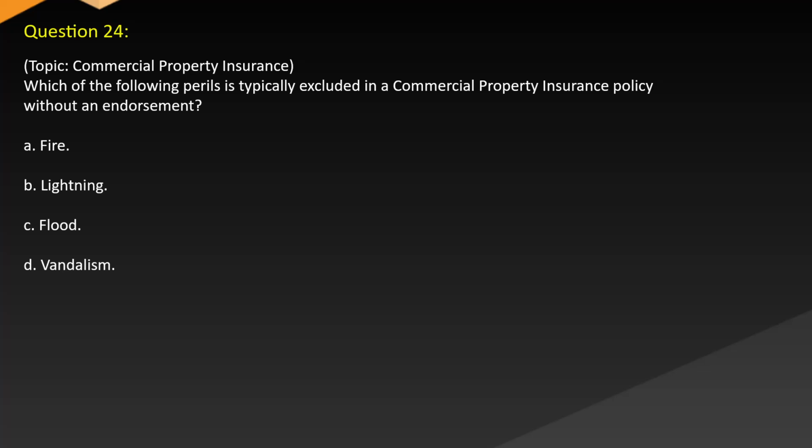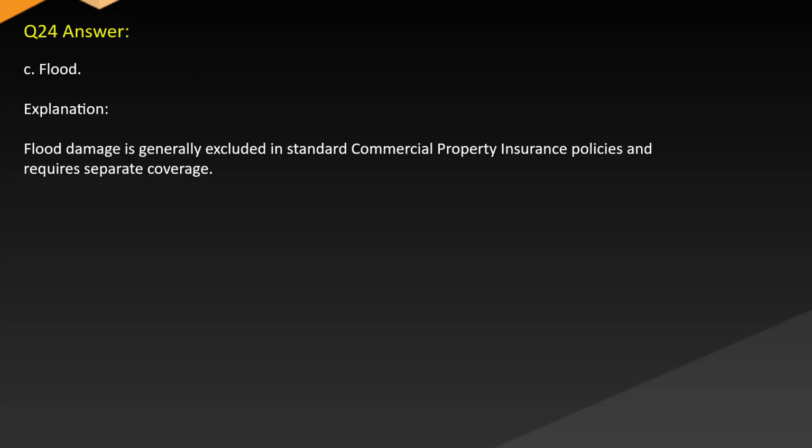Which of the following perils is typically excluded in a commercial property insurance policy without an endorsement? A. Fire. B. Lightning. C. Flood. D. Vandalism. Answer: C. Flood. Explanation: Flood damage is generally excluded in standard commercial property insurance policies and requires separate coverage.